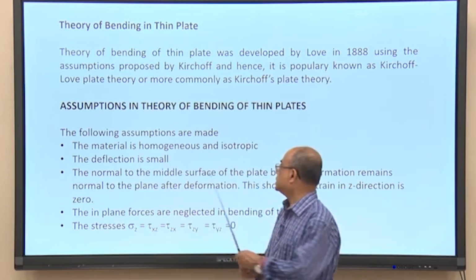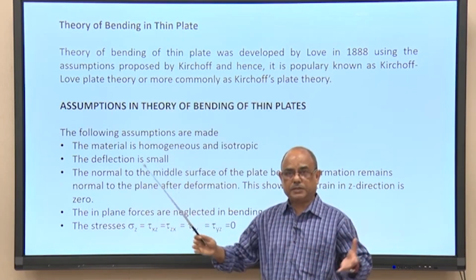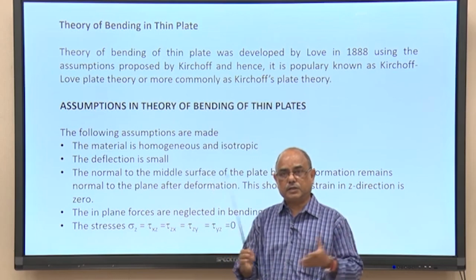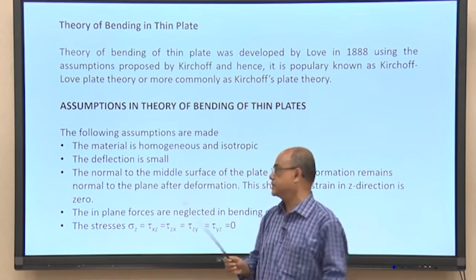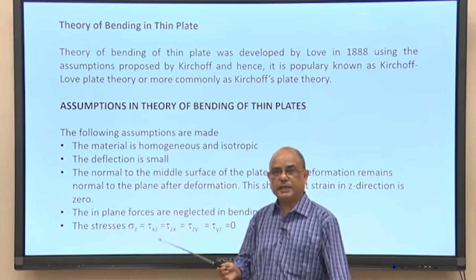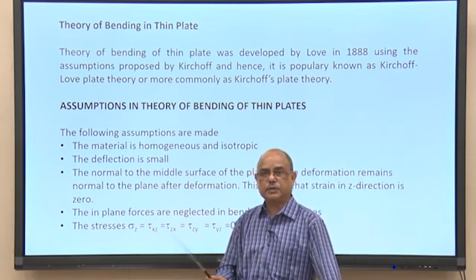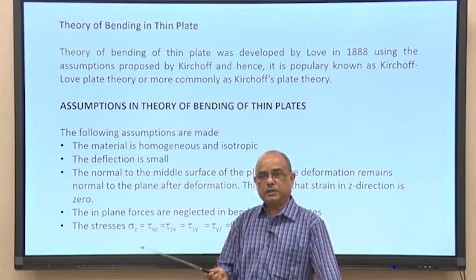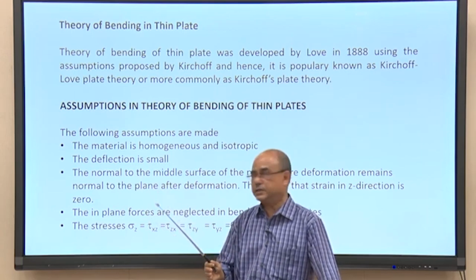The material is homogeneous and isotropic. Homogeneous means that the property of the material does not alter with the variation of the space variable; it remains invariant of the space index. Isotropic means that in any direction the material properties will be the same. The deflection is small, which is the basic assumption in thin plate theory, and this deflection is taken to be within 1/5 of the plate thickness. Otherwise, this theory may not give sufficiently accurate results.